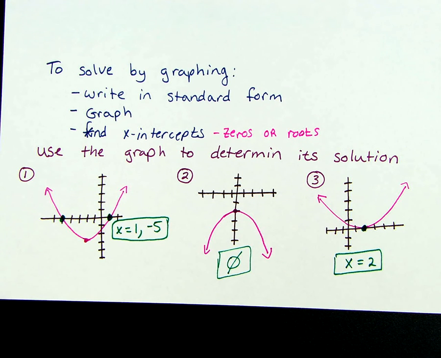If you're solving these by hand, you would graph your quadratic equation, and you want to make sure that you have enough nice points to find your x-intercept. And then you would just say what those x-intercepts are. And again, we call those either the zeros or the roots of the function.